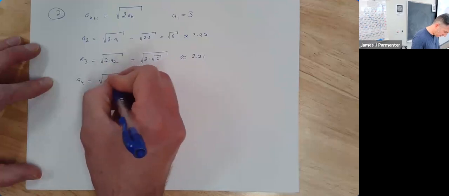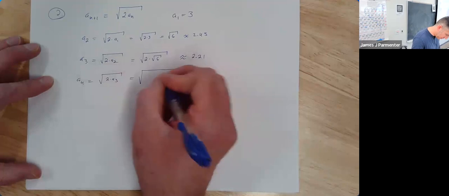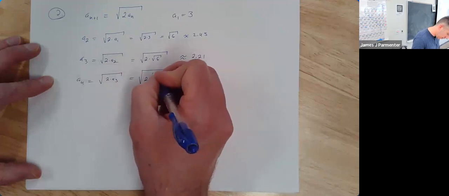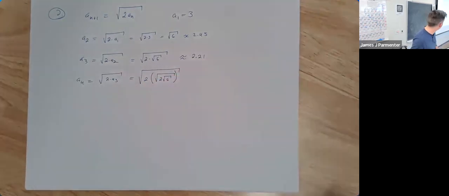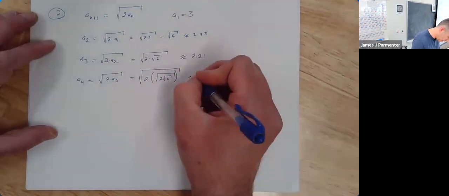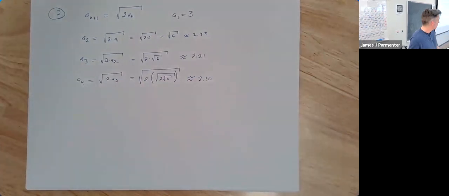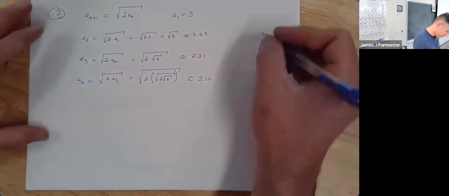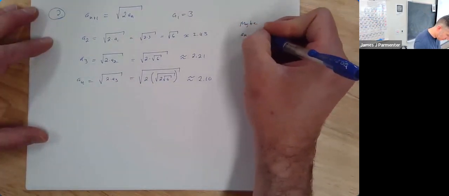A sub 4 is the square root of 2 times a sub 3, which is the square root of 2 times the square root of 2 times the square root of 6. That just seems gross. It's approximately equal to 2.10. So it looks like, if I had to guess, I would guess our limit might be 2. Maybe a sub n converges to 2.